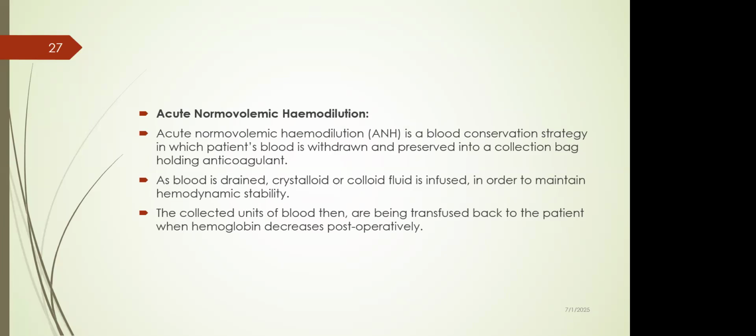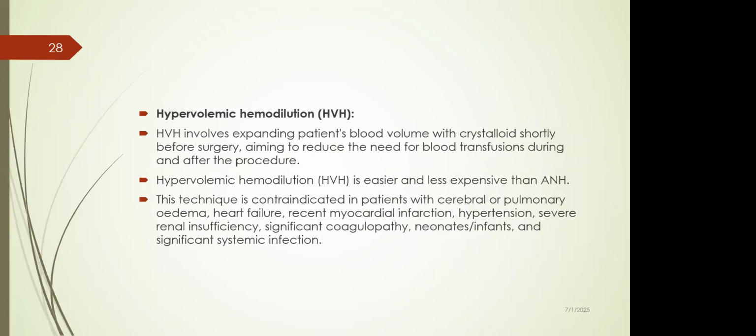We can also do acute normovolemic hemodilution, in which shortly before the surgical procedure, the patient donates blood, and then a crystalloid or colloid is transfused at a ratio of 1 to 3 for crystalloid and 1 to 1 for colloid. The blood is then stored so that once it's needed, it's readily available for use.